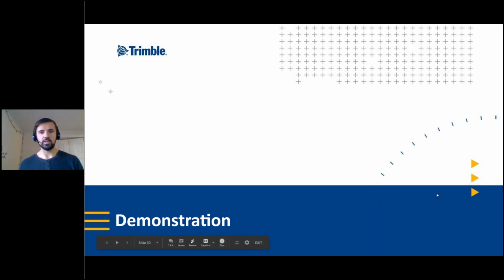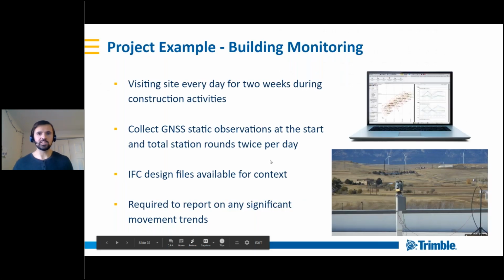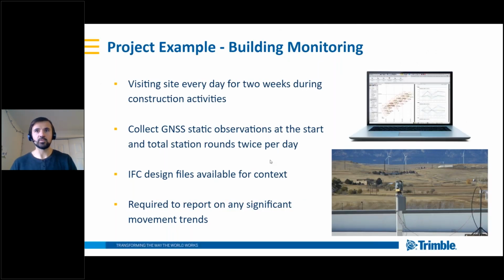So, talking more about the demonstration of the module, I want to set a little bit of context for the data. Essentially I have a set of data where we're monitoring a building, and we've got two sets of data that we'll go through. I also have multiple epochs, and we'll see how that looks after you get 10 or more epochs in TBC. We've got a combination of both GNSS static observations and total station rounds in this project. I've also got an example of how you can see the monitoring data in context with an IFC design file, or really any CAD design in TBC, it would work the same. And then we'll show the required reporting to show those displacement and movement trends in TBC.